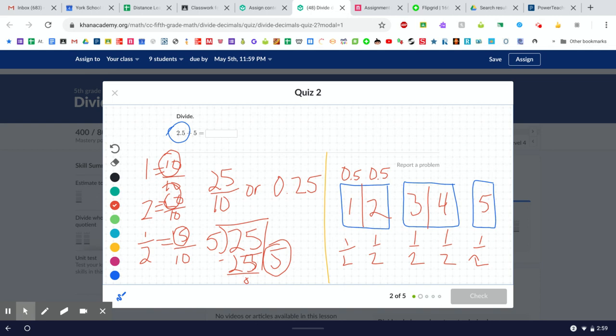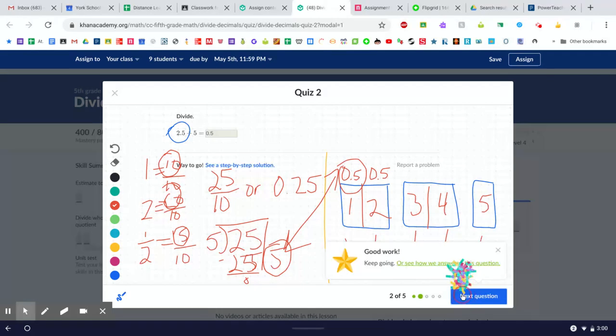So if I take these 2.5 blue boxes and I divide them into 5 equal groups, I'm going to get a half in each group, 5/10. And that's what this was. This is 25/10 divided into 5 equal groups is 5/10. So these are the same thing. 5/10. Okay. So let's try that. 5/10. Got it. Okay. Let's try another one.